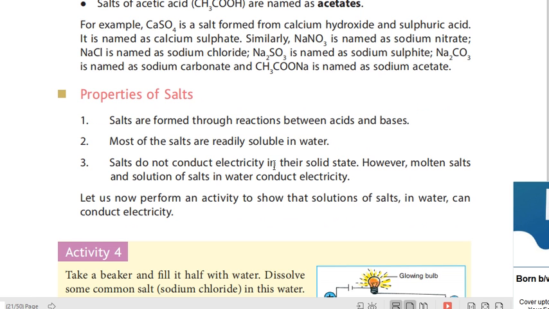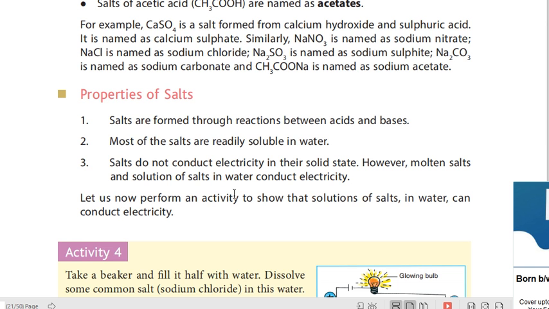Now, properties of salt. Salts are formed through a reaction between acids and bases, which we have already discussed. Second, most salts are readily soluble in water. Salts do not conduct electricity in their solid state. However, molten salt and solution of salt in water conduct electricity.